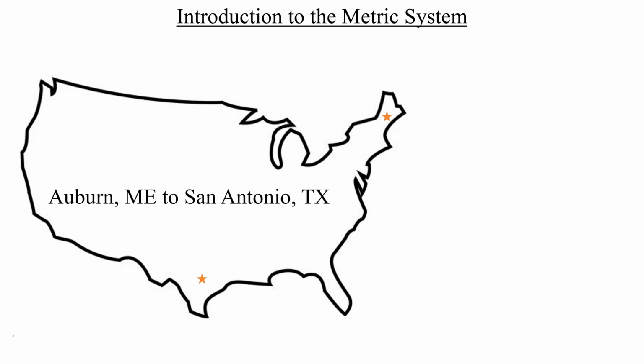In this video, we are going to look at the metric system. So let's take a look at an example. We want to talk about how far of a distance it is from Auburn to San Antonio. In miles, it is approximately 2,160 miles. And that's generally what we're talking about when we're talking about traveling.